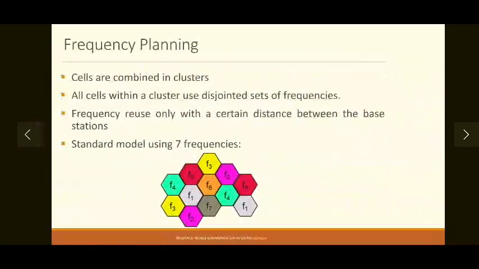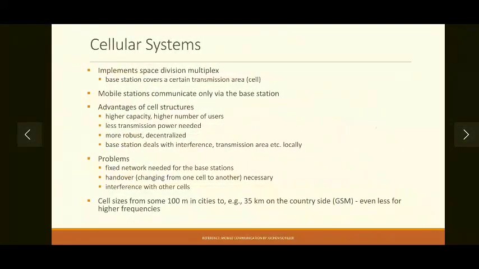Also, since the shape of a cell will be hexagonal, the transmission power required will be less compared to others, because it is closer to a circular pattern, and the size of a cell will be smaller compared to the entire coverage area. As the entire coverage area is divided into a number of cells, the transmission power required will be much lesser.